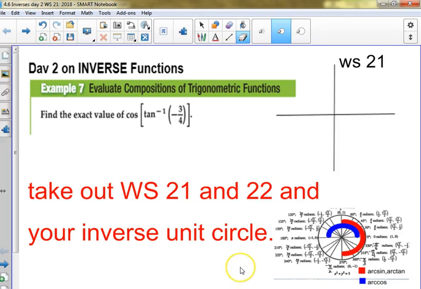All right, guys, inverse functions day 2. We did exactly one of these the other day where we had to graph. All right, what was the business with color in the unit circle?